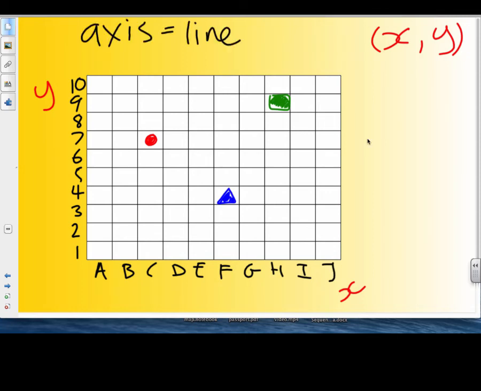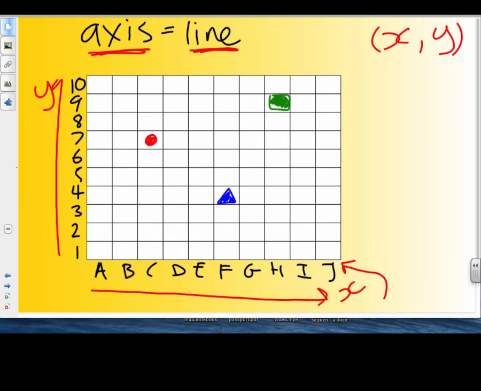And I'm just aware that I'm using this word axis, aren't I? I'm using the word axis, and maybe you don't know what that means. Axis just means a line, guys. It means a line we use in math. So axis just means line. So this down here is the x line, right? And this over here is the y line. Okay, so we call it axis, but when we talk about coordinates, it's the x-axis and the y-axis.